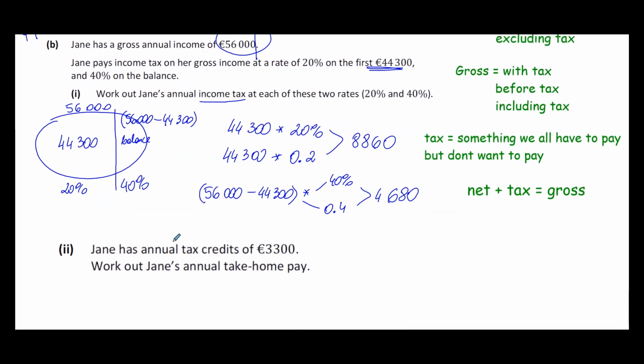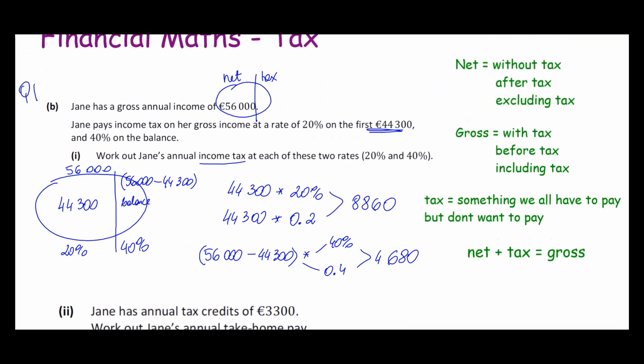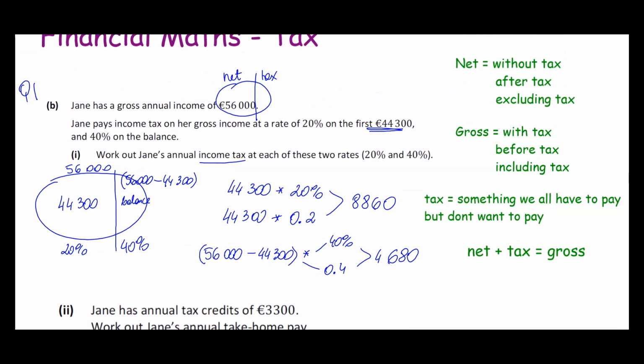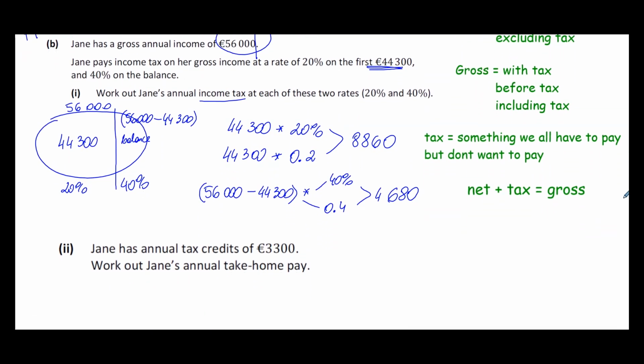Okay, so then the next part. Jane has annual tax credits of 3,300. Work out Jane's annual take-home pay. That's net, the take-home pay, so basically after the tax is collected. So what is a tax credit?